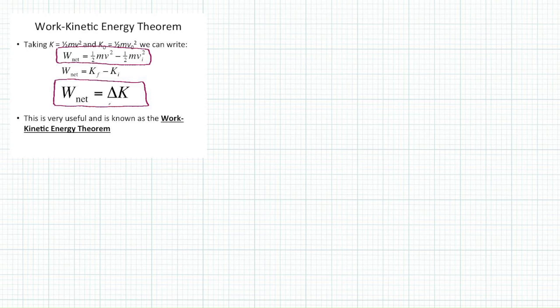Now, that looks overly simplified, and it certainly helps to know that K consists of 1/2 mv squared, and it consists of that because of what we just proved by deriving that last formula. But we call this the work kinetic energy theorem, and you're going to find it to be very, very helpful.